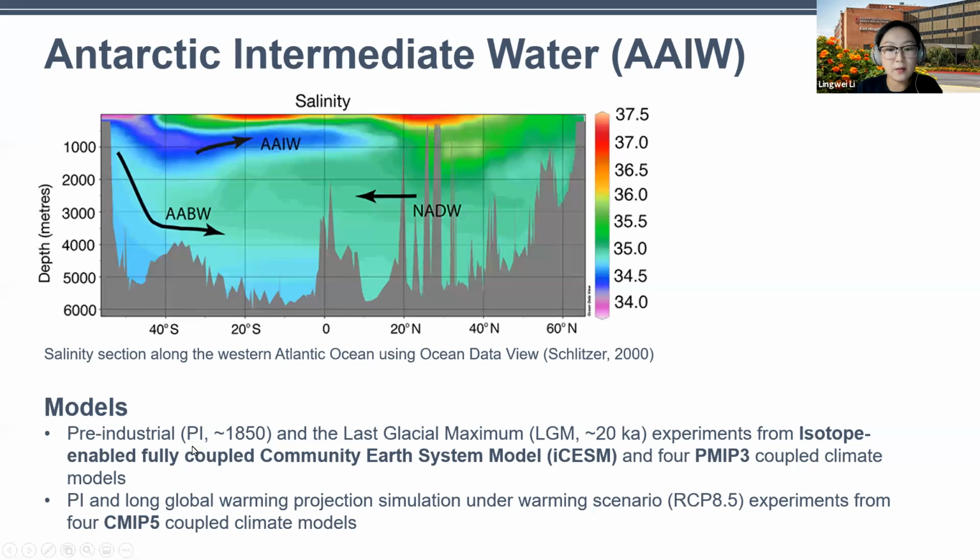So here we use two experiments, pre-industrial and last glacial maximum experiments from one fully coupled isotope-enabled model, iCESM, and 4 PMIP3 climate models. We also use 4 coupled climate models from the CMIP5, which have pre-industrial simulation and long global warming projection simulation under the warming scenario of RCP 8.5 available.